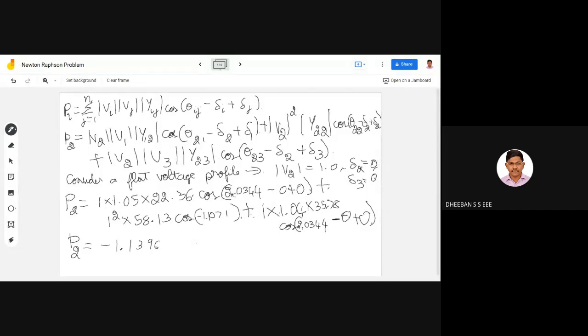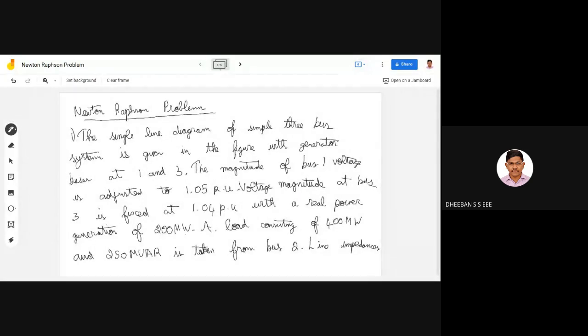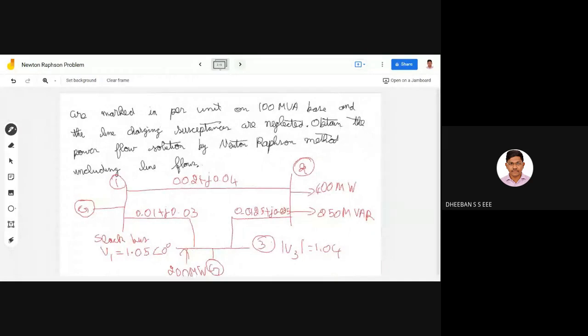Today's lecture agenda is that we'll be continuing with the last problem of your unit revision, which we discussed in your previous lecture. As per the problem, here is your single line diagram, and there are two generator buses. Two generators are attached to two buses, one at your first bus and another at your third bus. There is also a PQ bus, which is your second bus, which consumes a real power of 400 megawatt and reactive power of 250 MVA.